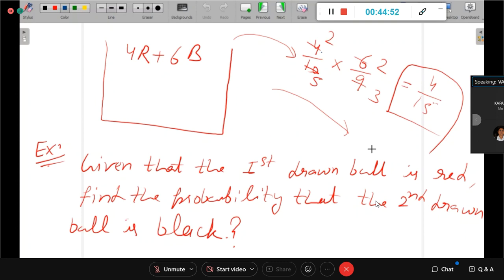Sir, here in the denominator we can also write 10P2 because order is important. Here we are choosing balls successively, so in the denominator we can also write 10P2. What is 10P2? We are selecting two balls from 10 balls, and here order is important. 10P2 is nothing but 10 into 9. Yes, sir. So we can also write the denominator as 10P2.